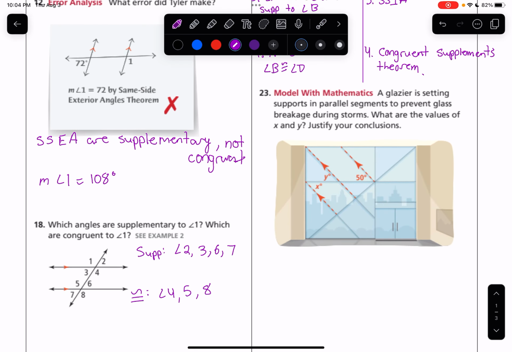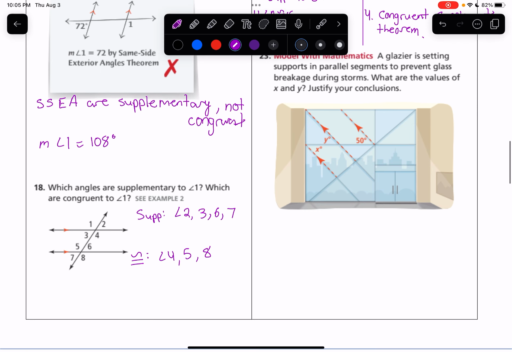Number 23, a glazier is setting supports in parallel segments to prevent glass breakage during storms. What are the values of x and y? Justify your conclusions. So I'm looking at some pairs of parallel lines here, right? I see this parallel line and this parallel line, and I see 50 degrees and its corresponding angle over here. I know that corresponding angles are congruent.